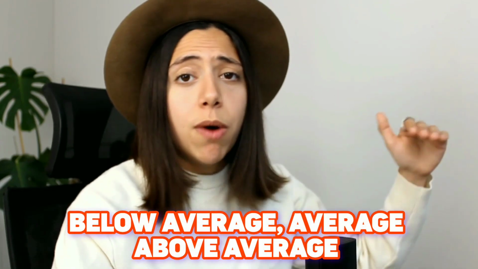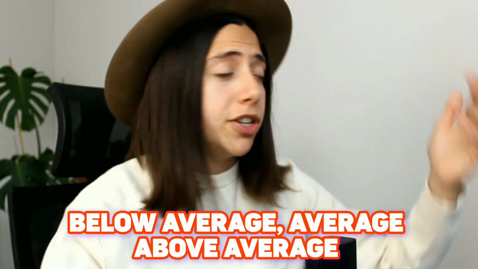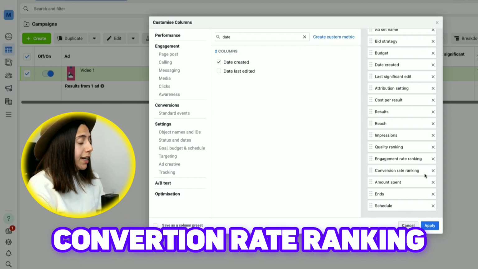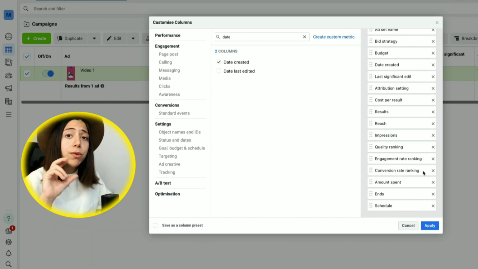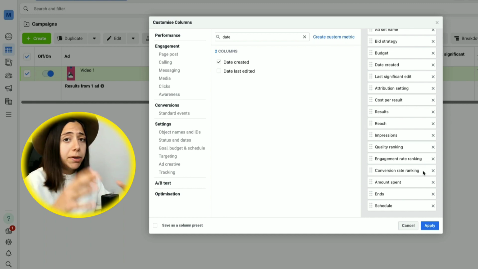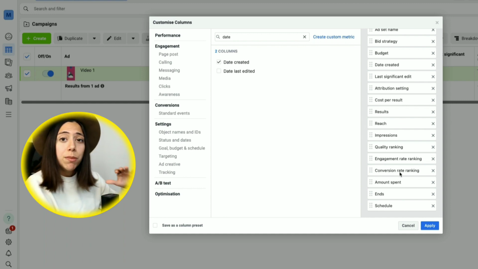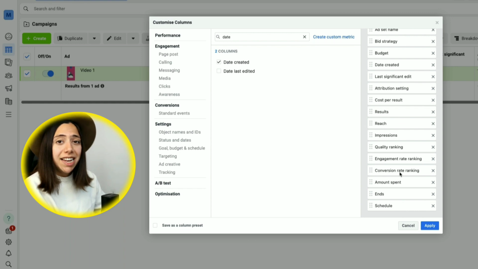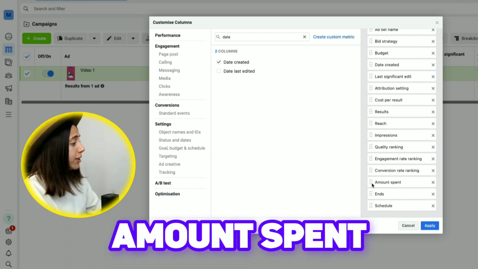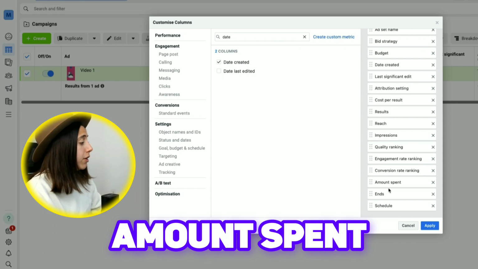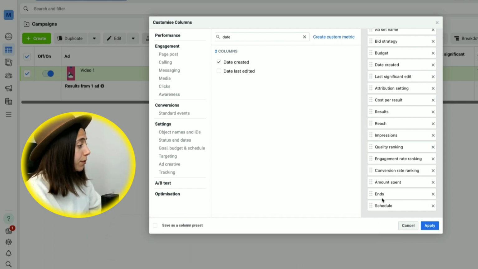Now, these two are not number-based. These are basically measured by Facebook, and it will show you as below average, average, above average, and so on. Now, conversion rate ranking, this is the same story, and it's just how well are you converting on this ad compared to your competitors. Obviously, we want all of these to be at least on the average to above average side. So amount spent, this is how much have you spent on this ad set or this campaign so far.